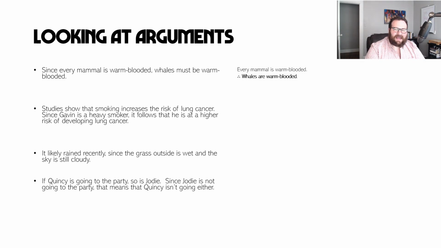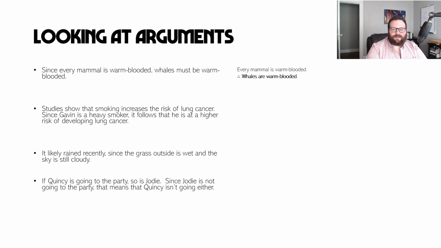Standard form has all of your premises on top and your conclusion on the bottom. These three dots that you see next to the conclusion mean therefore, right? It's called a tridot. The tridot means therefore. It just tells us this is the conclusion. Okay? All right, let's look at the next argument.